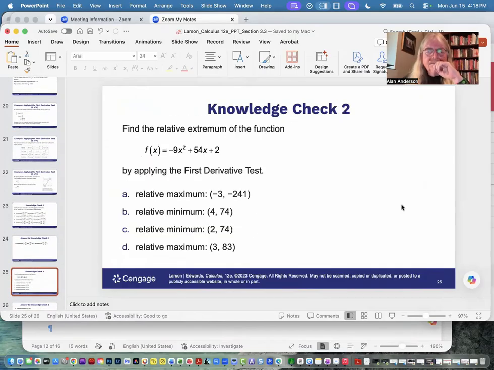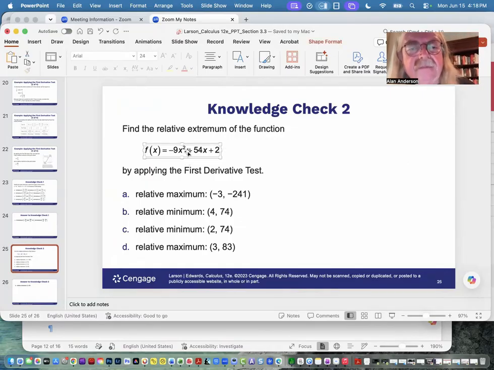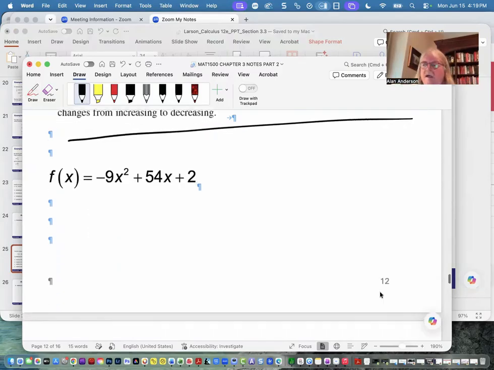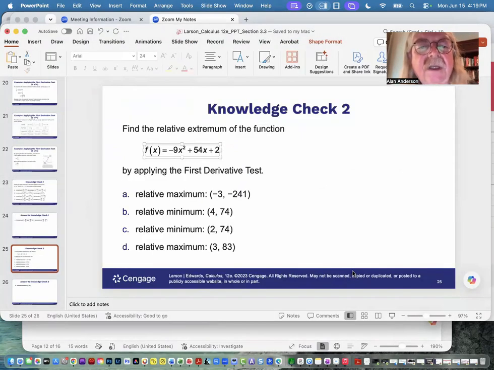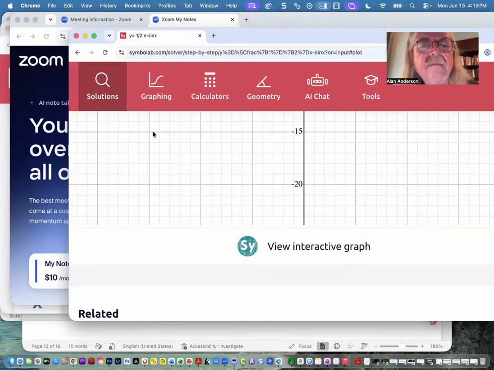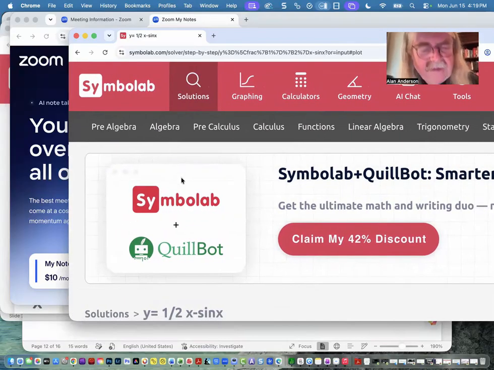All right. You know what? All right, let's do this one real fast. Man, the thing is it's a parabola that's facing down. That much is clear. But let's take a look at it in Symbolab. God, I hope I never see that function again.